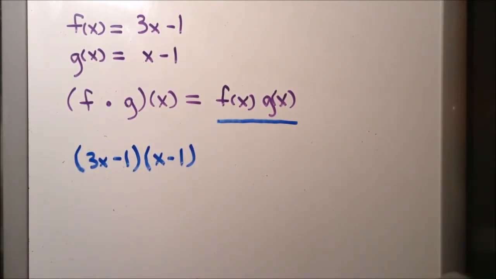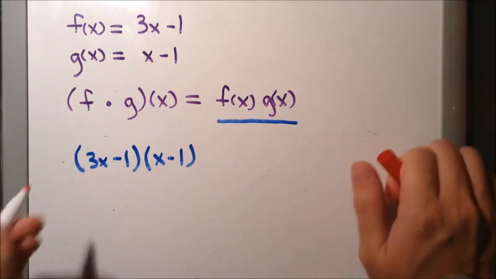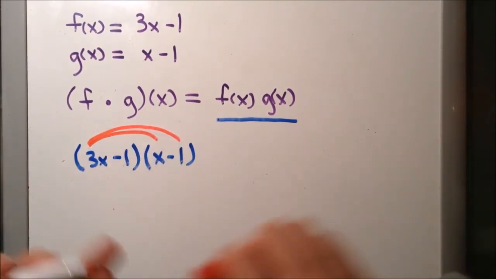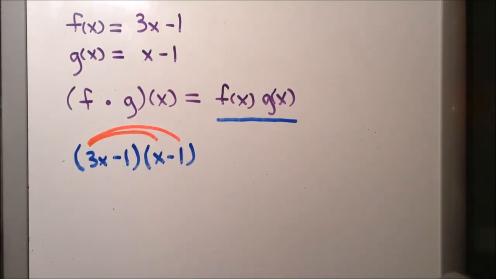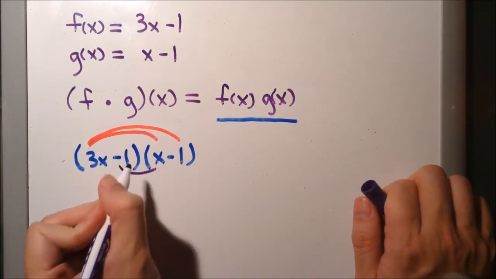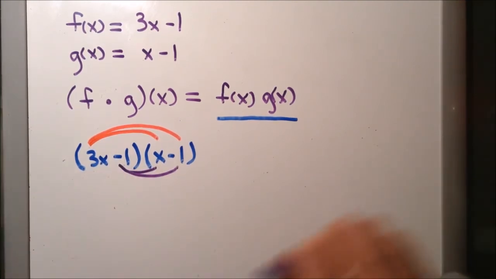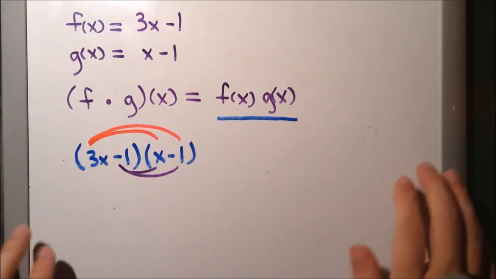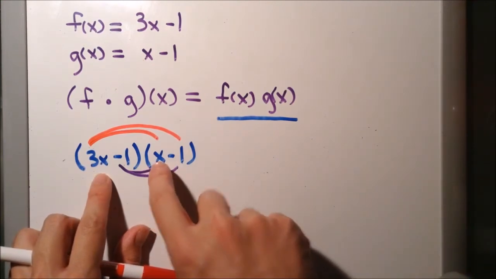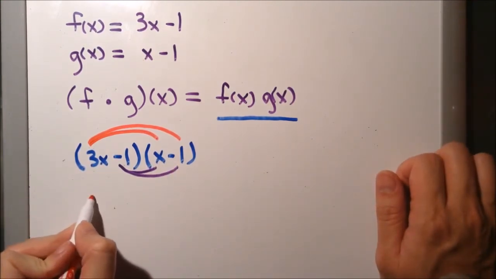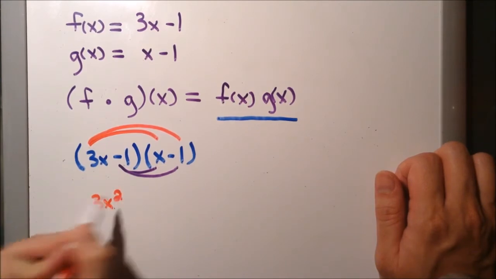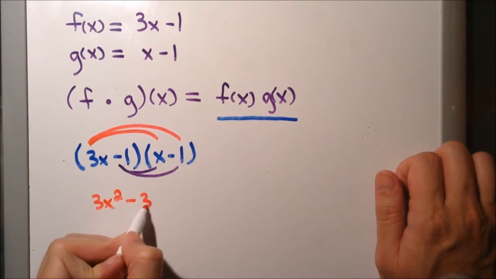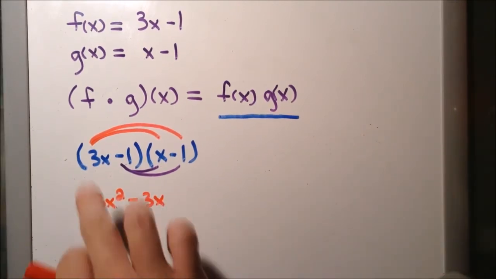So what I'm going to do when I set it like this, I'm going to FOIL. So 3x will go to the x and the minus 1. And then this minus 1 goes to this x and then minus 1. So I'm going to write it step by step to see what's going on. So our first one is 3x times x. So then that means it's just 3x squared. And then 3x times minus 1 will be minus 3x. Now I'm finished with this part.